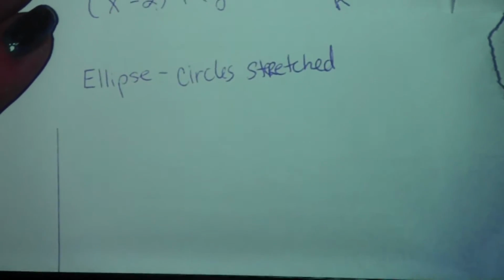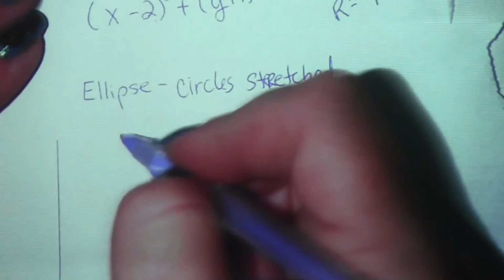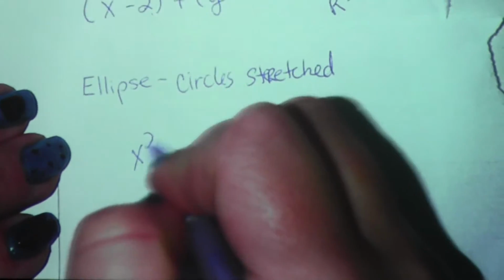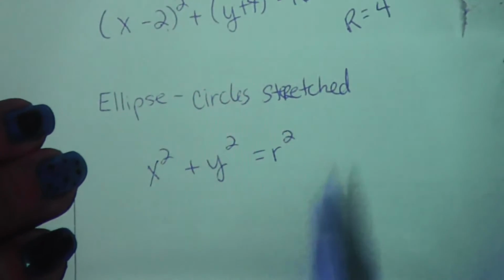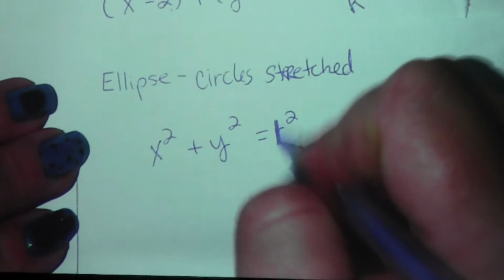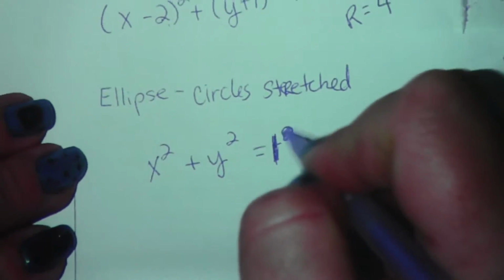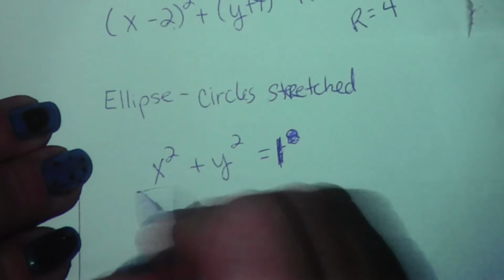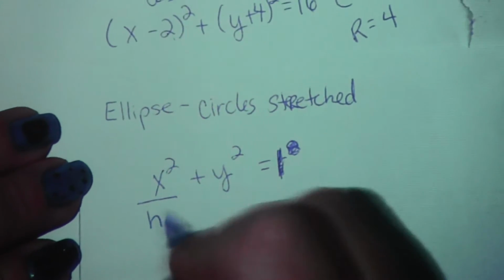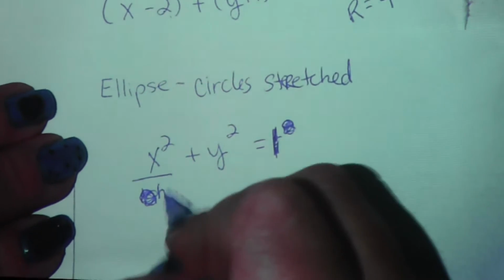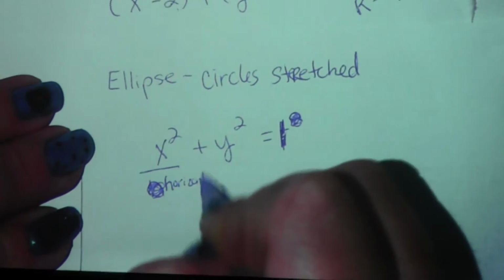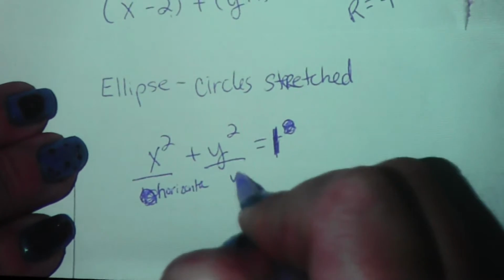Circles that are stretched one way or another. And so the equation was exactly the same. X squared plus y squared equals r squared. Except that now, we switch this to a 1 all the time, because that makes our lives easier. And we put a horizontal stretch here. And a vertical stretch here.